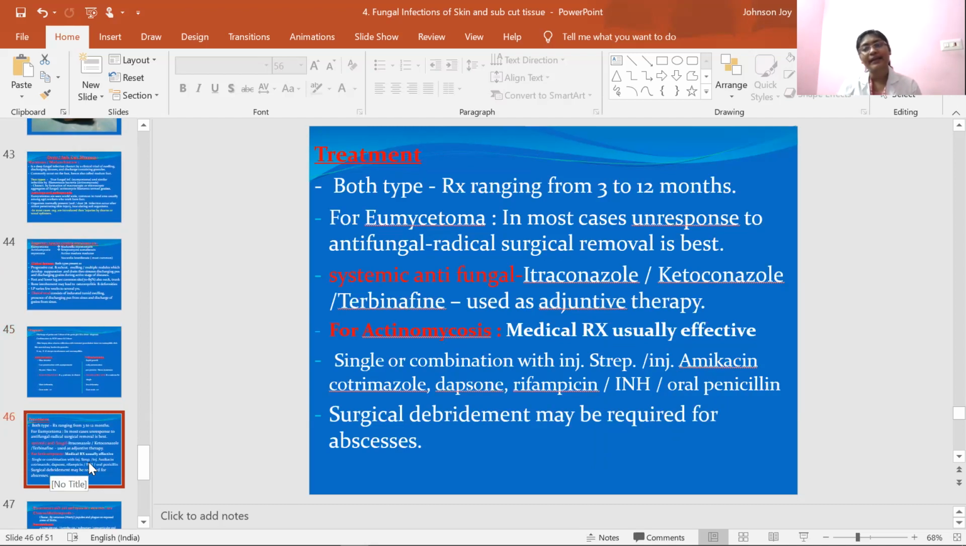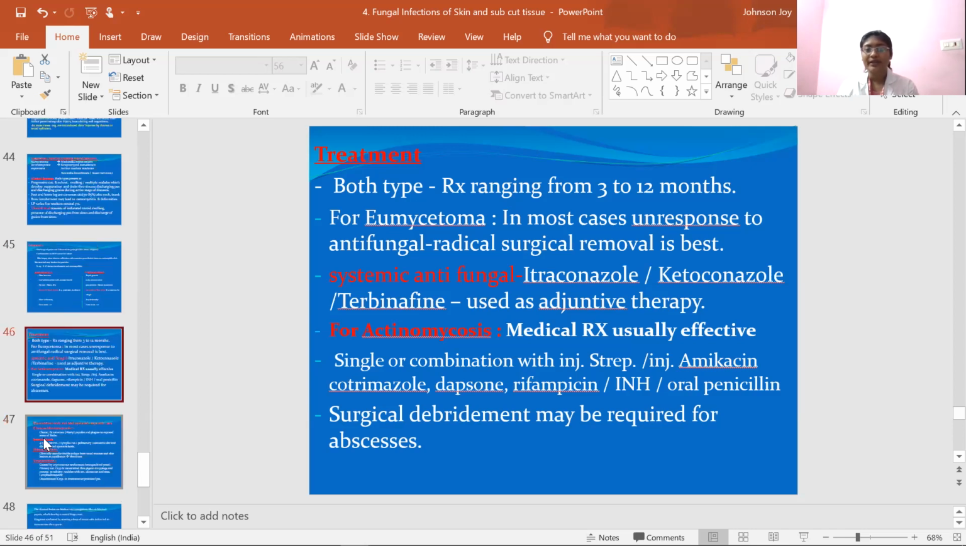Treatment: for both types, eumycetoma and actinomycetoma, the treatment ranges from 3 to 12 months. For eumycetoma, in most cases it is unresponsive to antifungals, so you can do radical surgical removal. Systemic antifungals like itraconazole, ketoconazole, or terbinafine are used as adjunctive therapy. For actinomycetoma, medical treatment is usually effective. Single or combination of injection streptomycin or injection amikacin, cotrimoxazole, dapsone, rifampicin, isoniazid, or oral penicillin can be given. Surgical debridement may be required for abscess. An abscess, if present, should always be drained out.